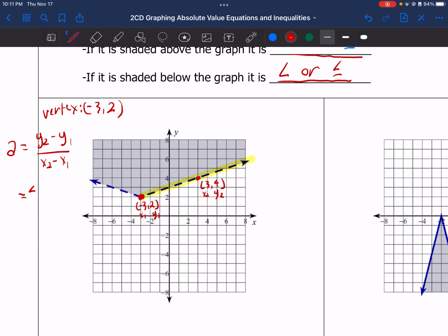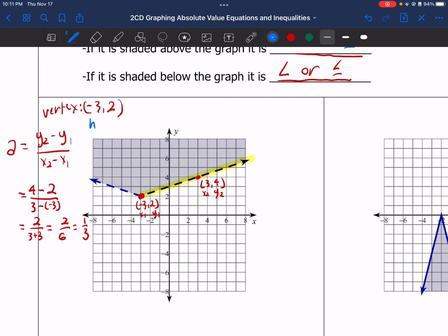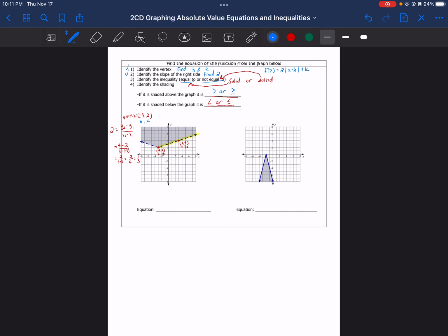I'm going to make this x2, y2, x1, y1, and I'm just going to plug it into my formula. y2 is 4, so we have 4 minus, and y1 is 2, so 4 minus 2, over x2, which is 3, minus, and our x1 is -3, so 3 minus -3. 4 minus 2 gives me 2, and 3 minus -3 becomes 3 plus 3, and this equals 2 over 6, which simplifies to 1/3. So now I have my A, I have my H, and I have my K. If I were to find an equation, then I would be done.